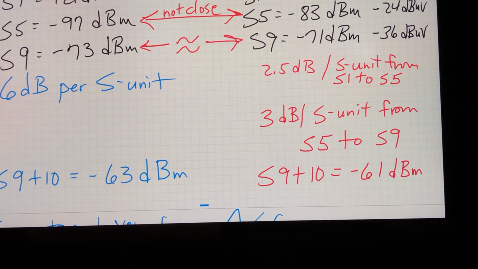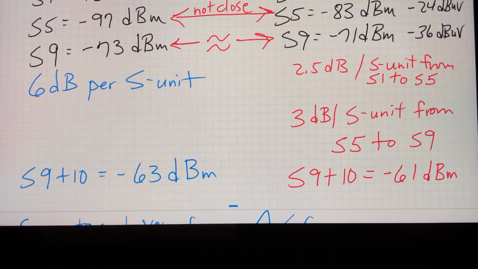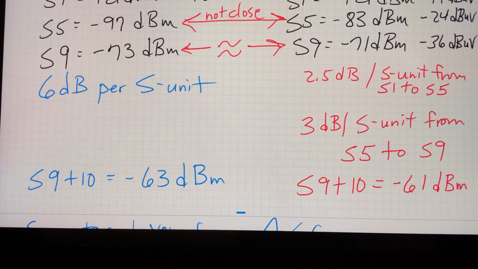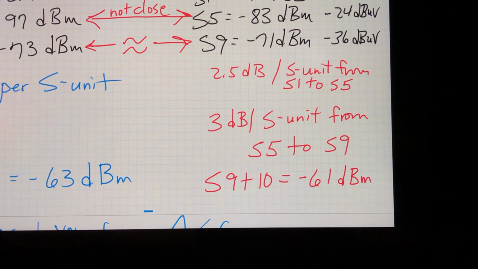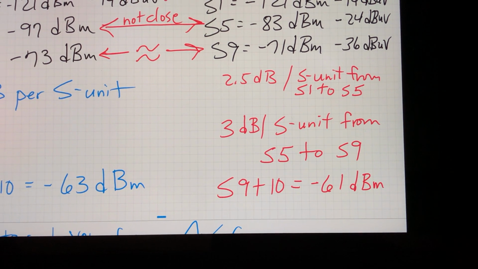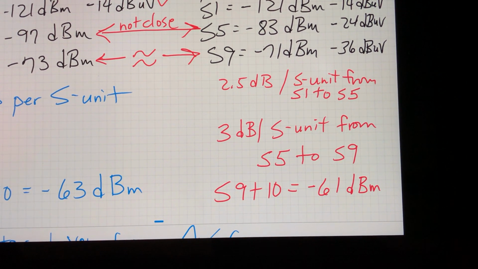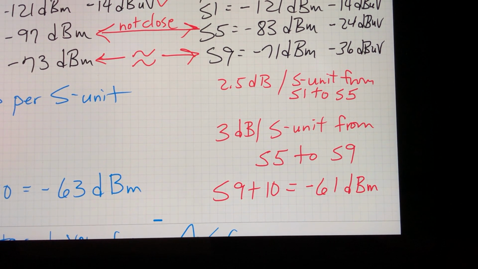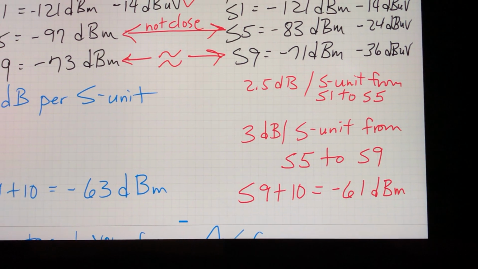Now once you get to S9 plus 10, negative 63 dBm is the industry standard, or IARU standard. On the FTDX 5000, you have to hit it with negative 61 dBm. So again, back to that 2 dB. So anything above S9, I can add 2 dB to it and give somebody a fairly accurate S meter reading.